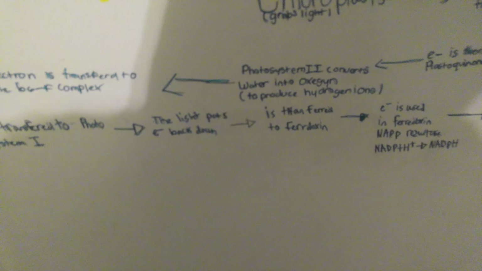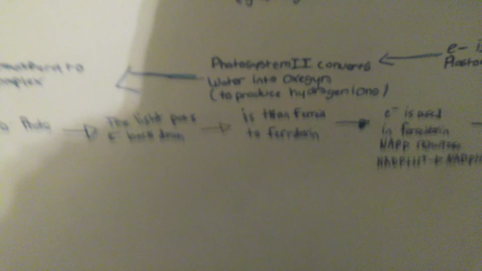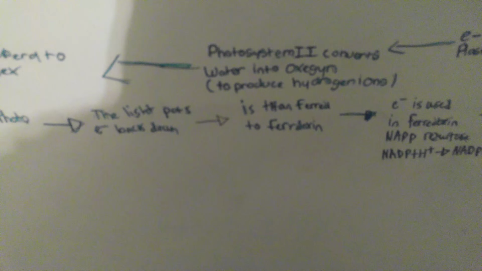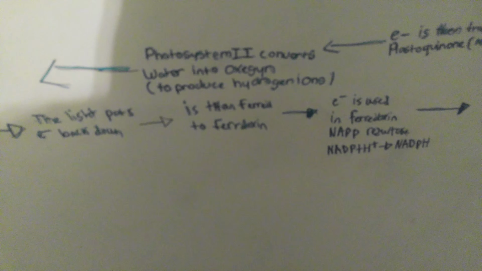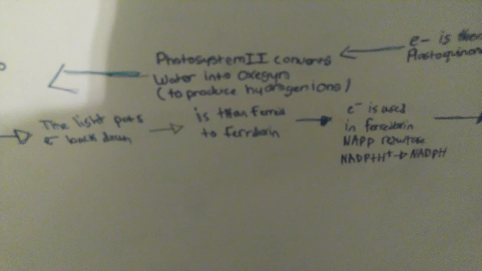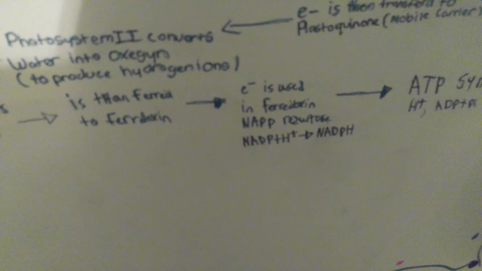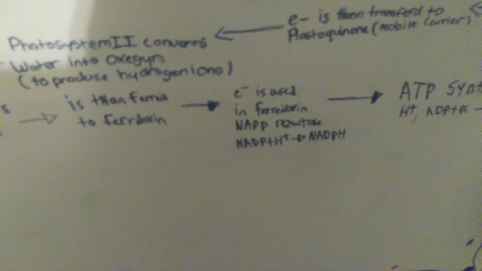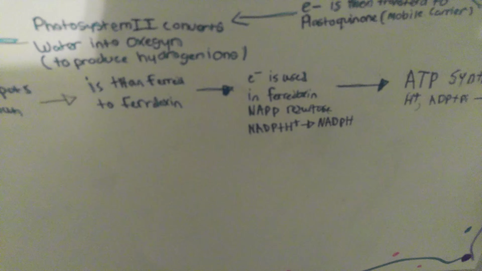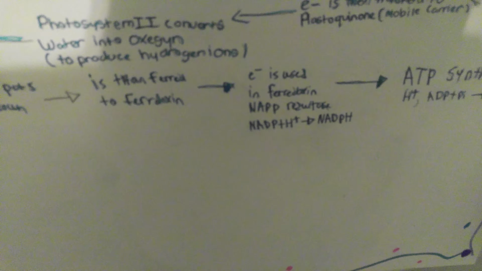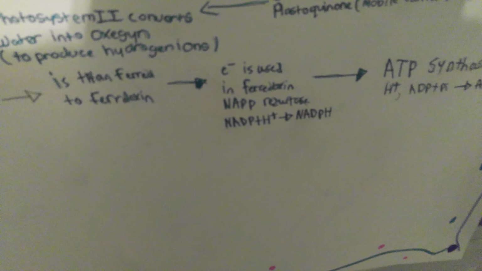And this ferredoxin is what is needed to use it for the NADP reductase, which basically does the reaction of NADP plus a photon, and that gives NADPH.